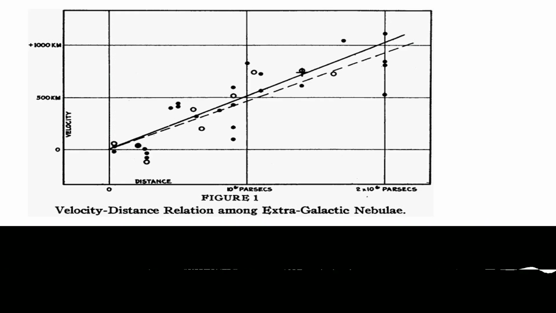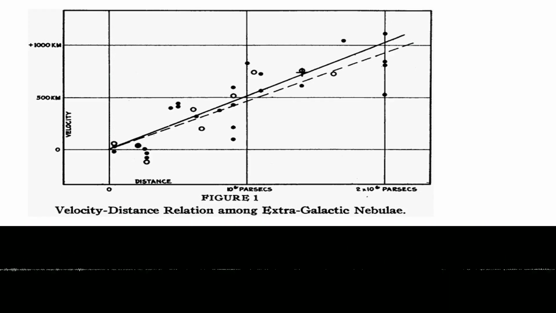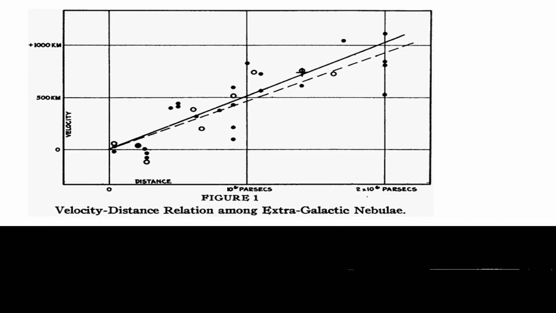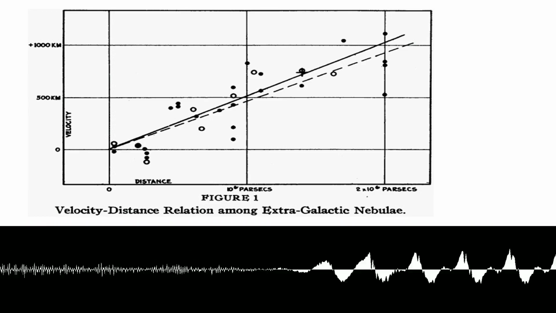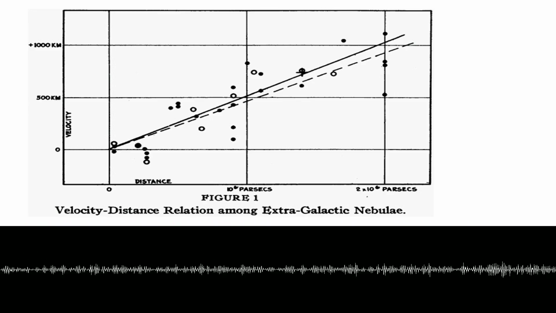This relationship is now famously known as Hubble's law, mathematically expressed as v equals H0 d, where v represents the recessional velocity, d represents the distance, and H0 represents the Hubble constant, the slope of the line relating velocity and distance. His initial estimate of the Hubble constant was significantly higher than modern measurements, approximately 500 km per second per megaparsec. The underlying principle held.